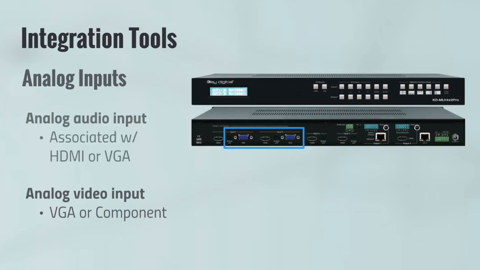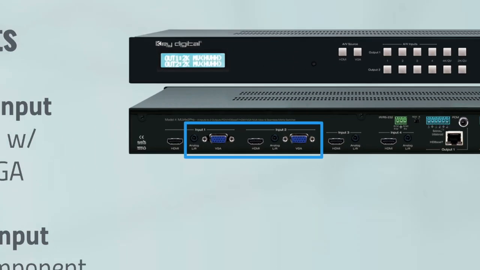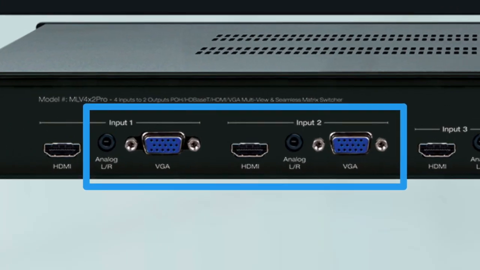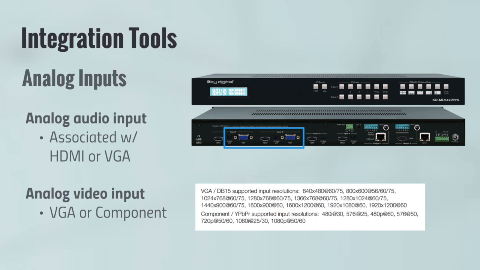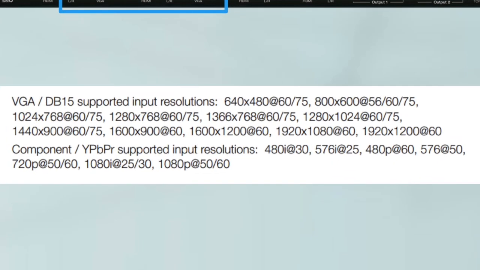On the input side, we have analog and HDMI on inputs 1 and 2. That analog audio connection can actually be associated with HDMI if you wish, or with the VGA. And you can use non-Key Digital 15-pin to red, green, blue RCA connector adapters if you need to go in on component video. There is a command that you must specify that formatting though for the MLV input. And you can see a wide range of supported input resolutions on the analog inputs.